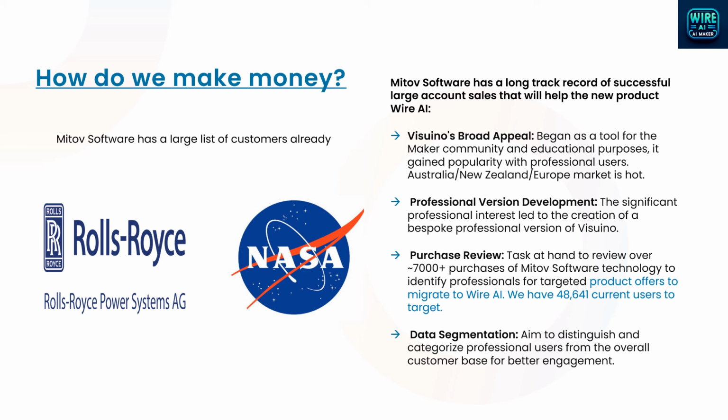The task at hand is to review over 7,000 purchases of Mitov software technology to identify professionals for targeted product offers to migrate to Wire AI. We have 48,641 current users to target. We aim to distinguish and categorize professional users from the overall customer base for better engagement. We're going to migrate existing users to Wire AI. Mitov Software has a large customer base, and we expect to utilize that to help us quickly ramp up Wire AI.